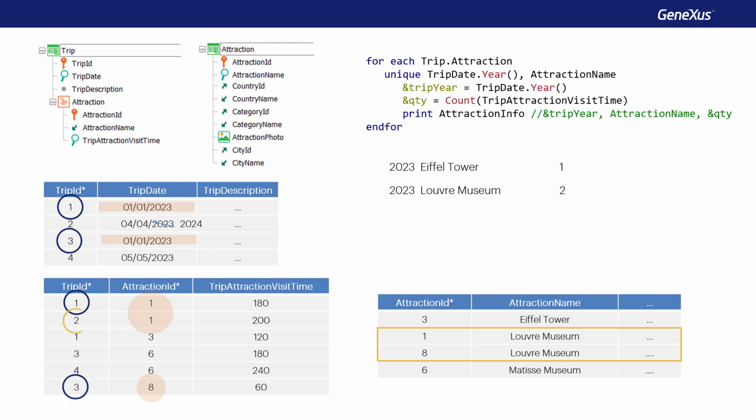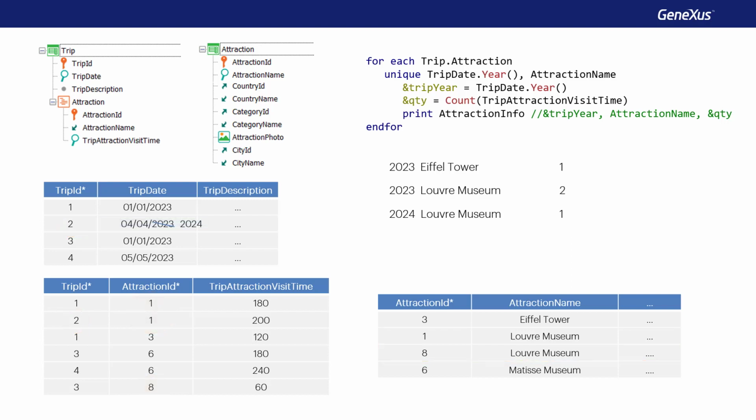Since the year for trip 2 is different, this will be shown in the output. Then, we move on to the last attraction name, which is on 2 trips, 3 and 4, which are from the same year. So the output will look as follows. The problem is that we'll not be allowed to use an expression in the unique clause. We can only place attributes, as is clear from the syntax.